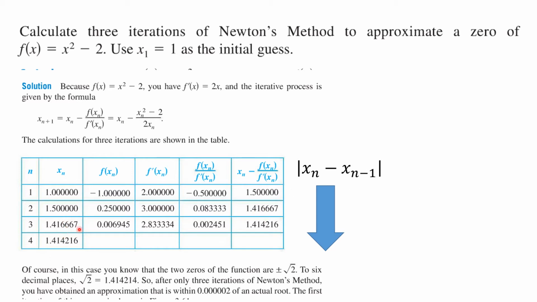I put it down here. I go through and do this calculation. This is x4. Now I said 3 iterations, so we've done 3 iterations, and we're within this much of the exact root. It's actually pretty impressive, isn't it?